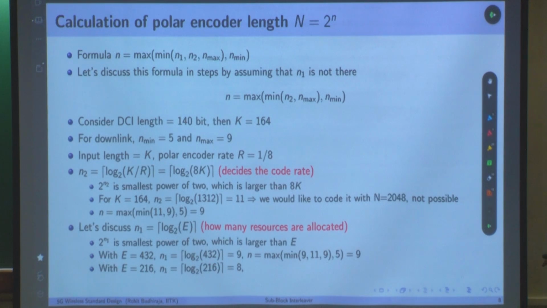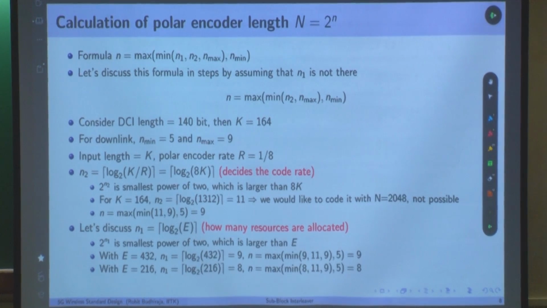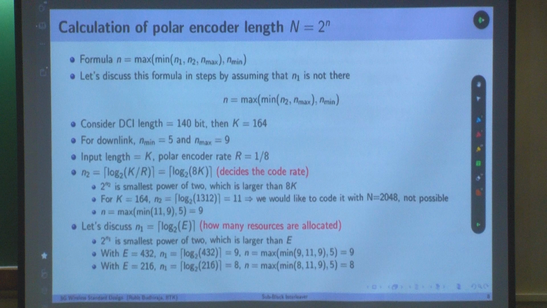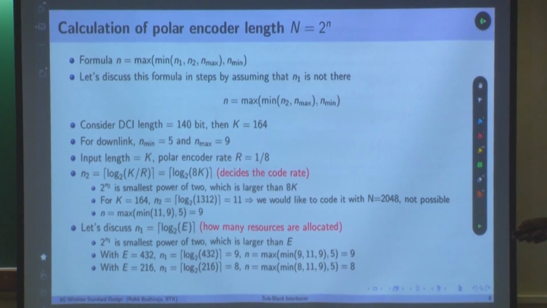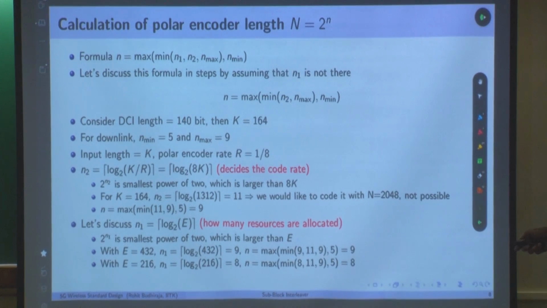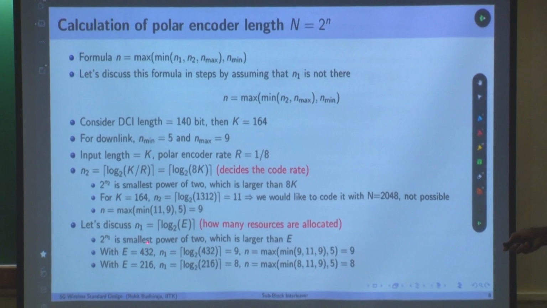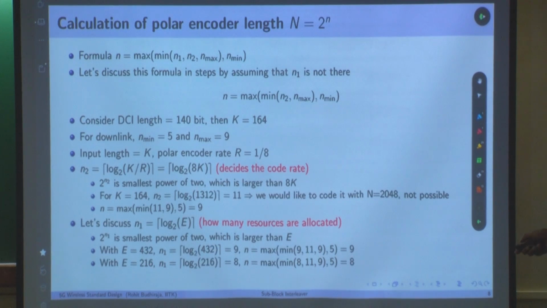What will happen to N? N now becomes 8. And what will the polar encoder length be now? 256. What is the polar encoder length in the earlier case? 512. The input length is not changing. That remains as K. What is the difference between this case and this case? Here more bits are allocated than in this case. The user is allowed to transmit 432 bits, while in this case the user is allowed to transmit only 216 bits.